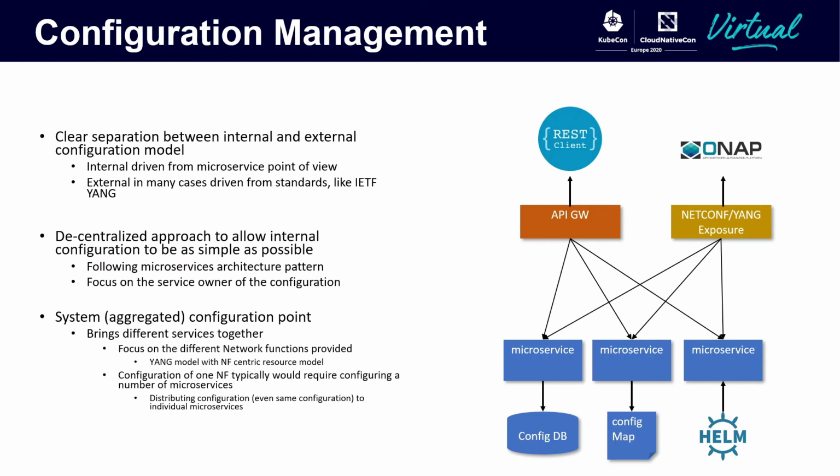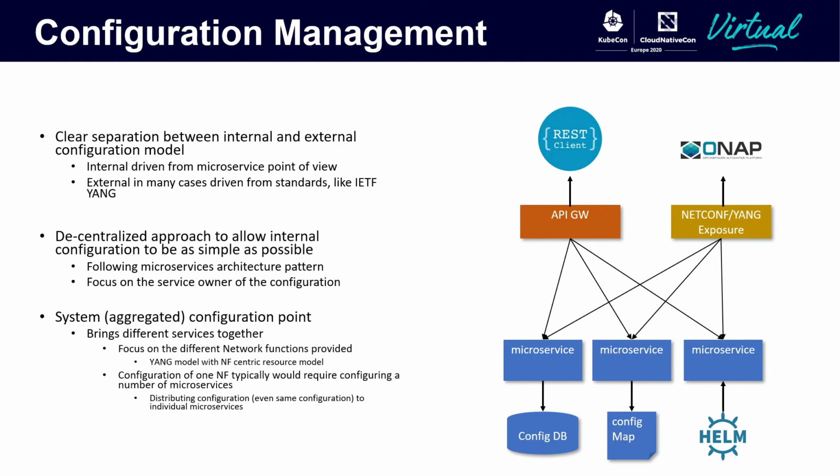But what's really needed at the end from a telecom point of view is this kind of system aggregated configuration point, and that's really what the netconf Yang exposure can bring you. So that, and of course, when you need to configure one network function, that really brings different services together, and that's also then, of course, the API or the configuration model there is more centric around the network function resource model compared to the individual microservices resource model as such.